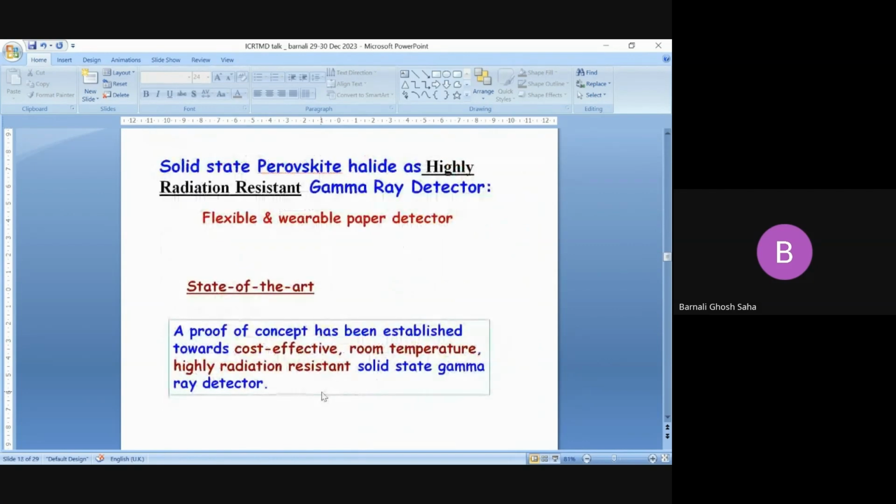Then I am telling about the gamma ray detector. This is a radiation detector. This is a solid state perovskite halide material that has been grown on paper. This is a flexible and wearable paper detector. What is the state of the art of this? The proof of concept has been established towards a cost-effective, room temperature, and highly radiation-resistant solid state gamma ray detector.